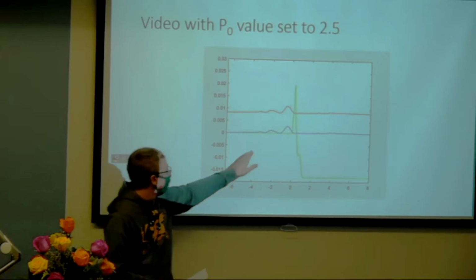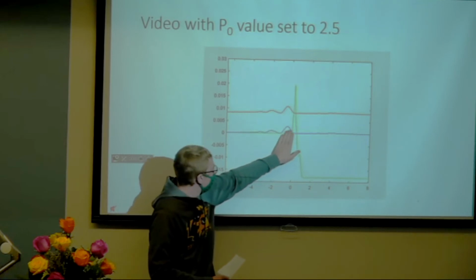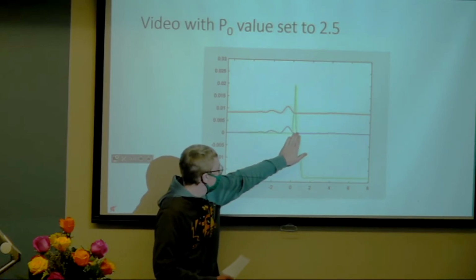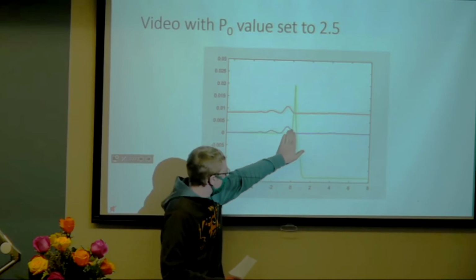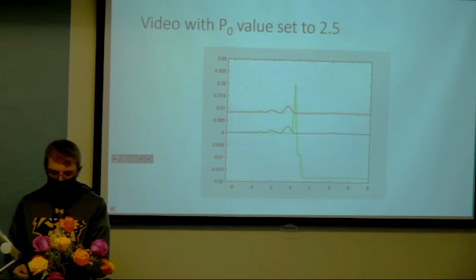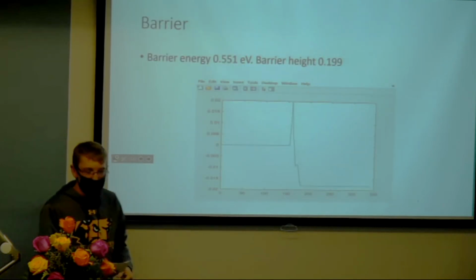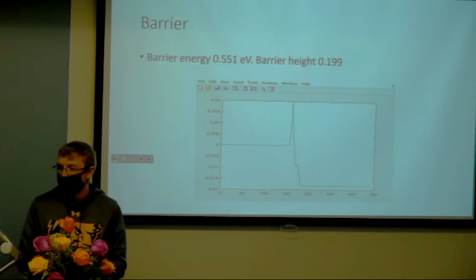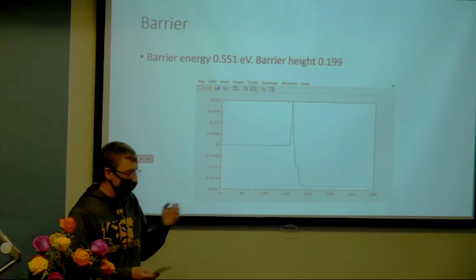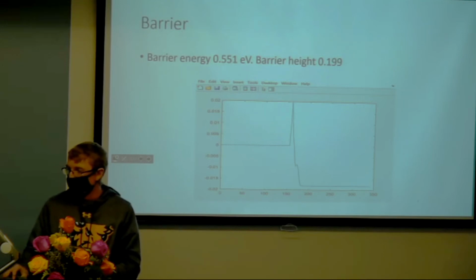One thing to note, as the wave packet met the barrier, you could see little bits going through the barrier, indicating that proton tunneling is occurring. So here's just a better look at the barrier. The barrier energy was 0.551 electron volts and had a height of 0.119.